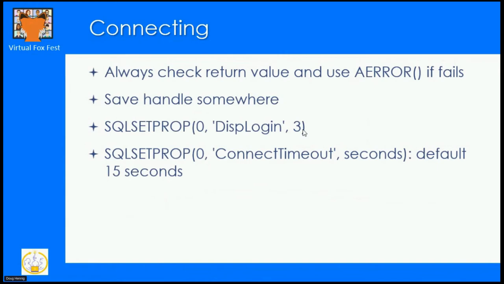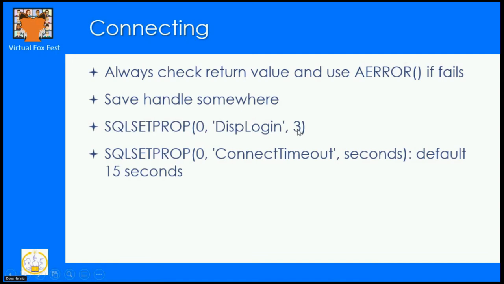Now, the problem is that this login dialog is not really user-friendly, shall we say. It's fine for a developer or an IT person, but it's not the kind of dialog you want your users to see. So my recommendation is that you normally use SQL set prop to set disp login to 3. The first parameter here is the connection handle. 0 means from now on, basically for all connections that we're going to make, that's what we want to use for logins. However, some databases, and I don't know if this is still true, but I have run across some database engines in the past, I think maybe Firebird was one of them, required that login dialog to appear. Otherwise, it just wouldn't connect at all. So in that case, you'd set disp login to 1 or 2, for example.